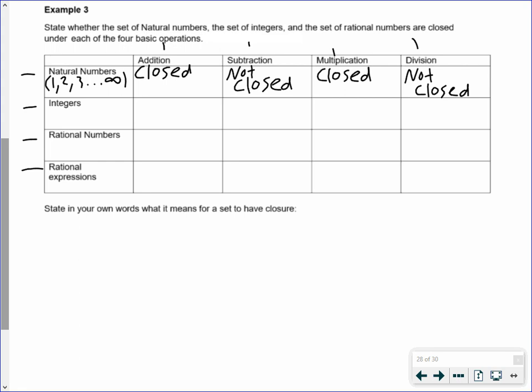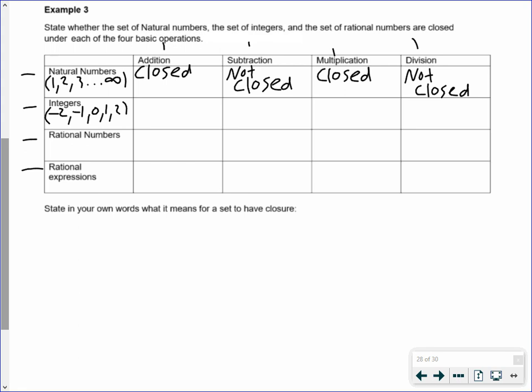And now for the set of integer values. Remember, integers are any positive or negative whole number, including 0. It's like -2, -1, 0, 1, 2, so on and so forth on both sides. It goes from negative infinity to positive infinity. It's every whole number, including 0.